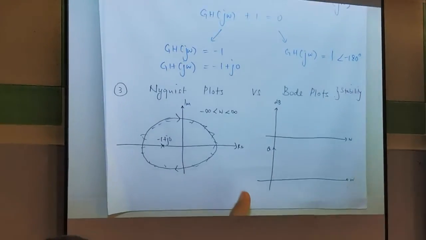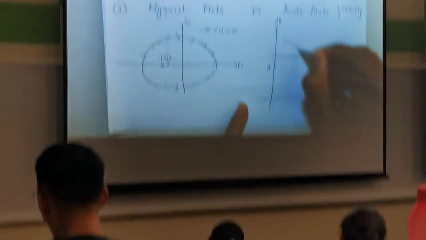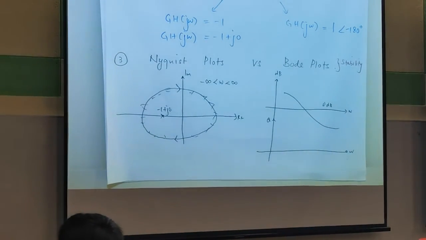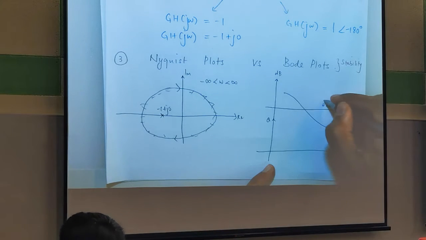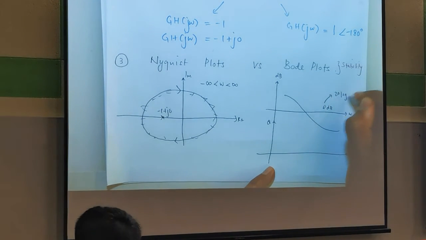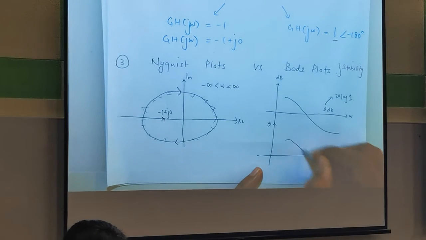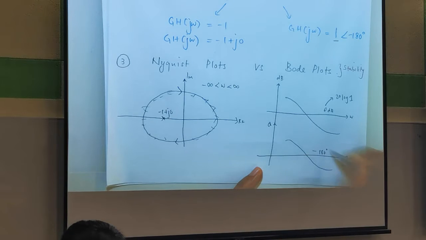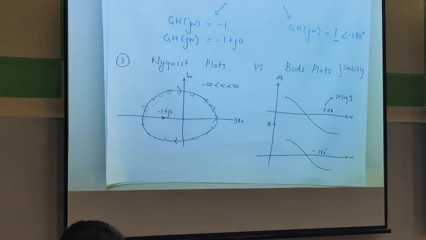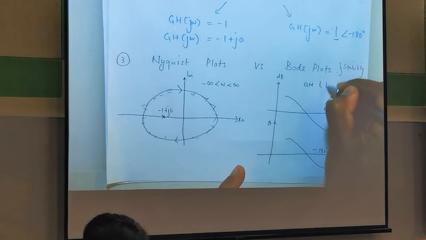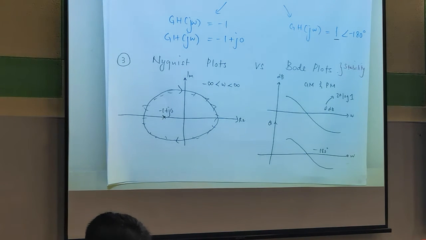So in both plots, what you're looking out for is when the magnitude crosses over the 0 dB line, because this comes from 20 log 1. Okay, it's from this one. And I do a 20 log of that value, which is 0 dB. Similarly the minus 180 degrees line. And from there we do the calculations to find gain margin and phase margin to conclude about the stability.